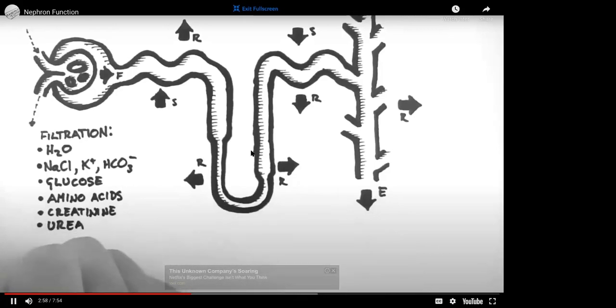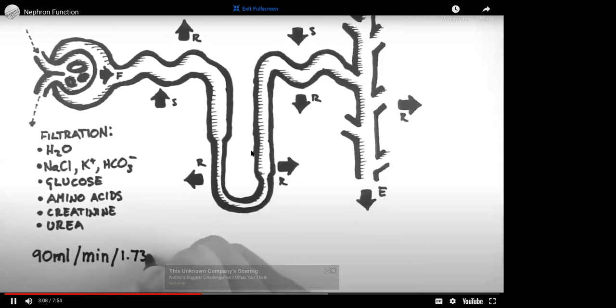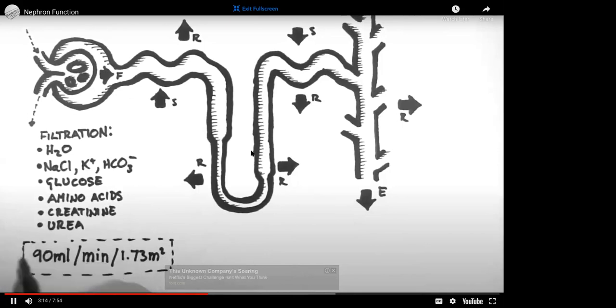If everything is working okay with your kidneys, then you produce filtrate at about 90 mils per minute per 1.73 meters squared of body surface area. Note that this is not the same as producing urine, because most of the water will get reabsorbed so you don't dehydrate.